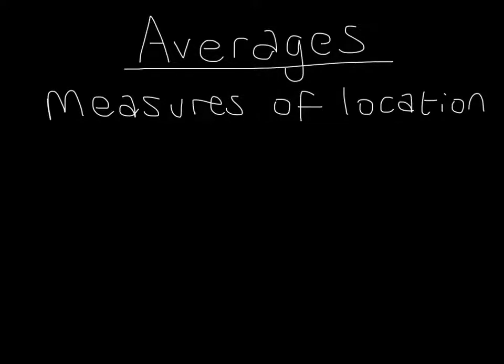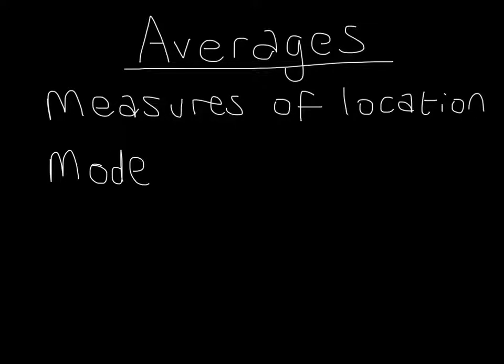So this is about averages, and averages are also sometimes called measures of location. It's when we can summarize all of our data by giving a single number to describe the center of it, basically. And there are three types of average that we can use. They're the mode, median, and the mean. Let's start with the mode.